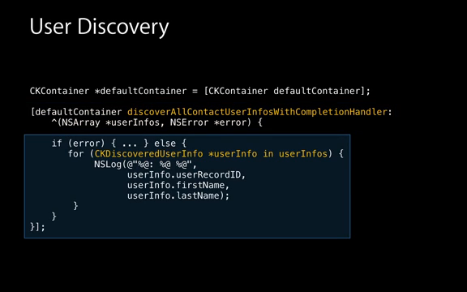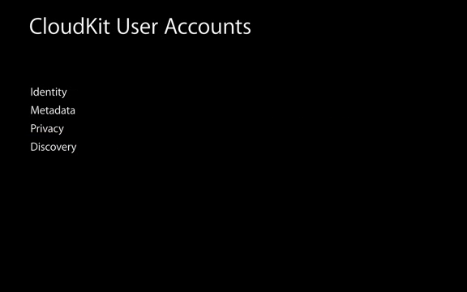In the response, again, asynchronous error handling. In the successful response case, what we see is that we get back a CKDiscoveredUserInfo object. And from that user info, I can pull a user record ID and a first and last name. So these are really the four tentpoles of how we do user accounts.